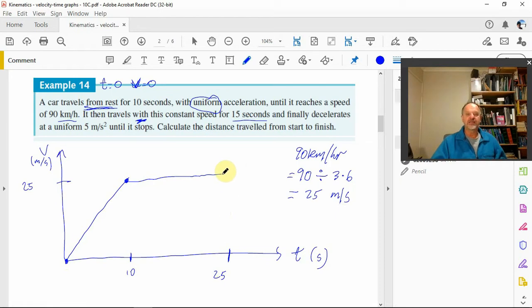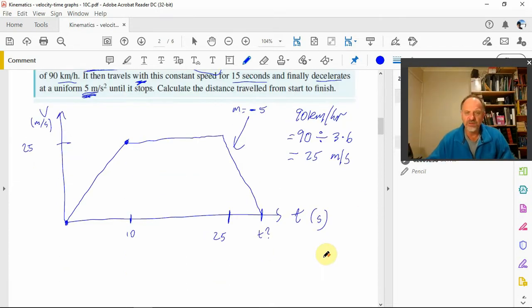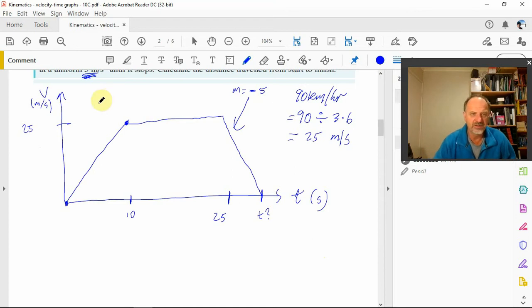Then finally, it says it decelerates at a uniform 5 meters per second squared until it stops. And what is that time? We don't know, but it says 5 meters per second squared, so I know that gradient there is negative, because it's decelerating, -5. All right, so now I've got all the information that I need, but it'd be handy to know what that time was there.